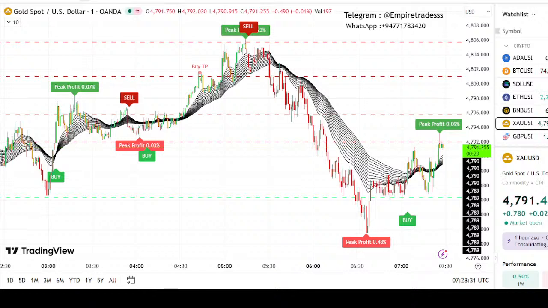Effective risk management. Implementing effective risk management techniques is crucial. Always use stop-loss orders to limit potential losses and never risk more than a small percentage of your trading capital on a single trade, typically 1 to 2%. This approach protects your capital and ensures that a few losing trades do not significantly impact your overall trading account. Proper risk management is the cornerstone of sustainable trading.